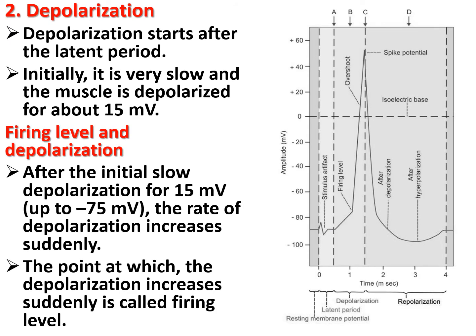Then depolarization. Depolarization starts after the latent period. Initially it is very slow, and the muscle is depolarized for about 15 millivolt, then comes to the firing level. After the initial slow depolarization up to 15 millivolt, the rate of depolarization increases suddenly, and the point at which the depolarization increases is the firing level. Here at the firing level, almost all the sodium channels are open.